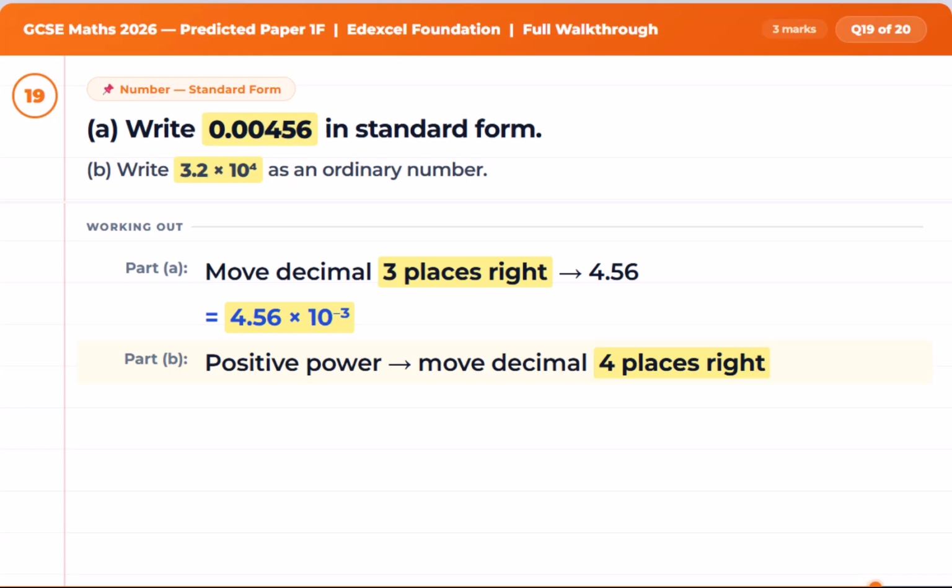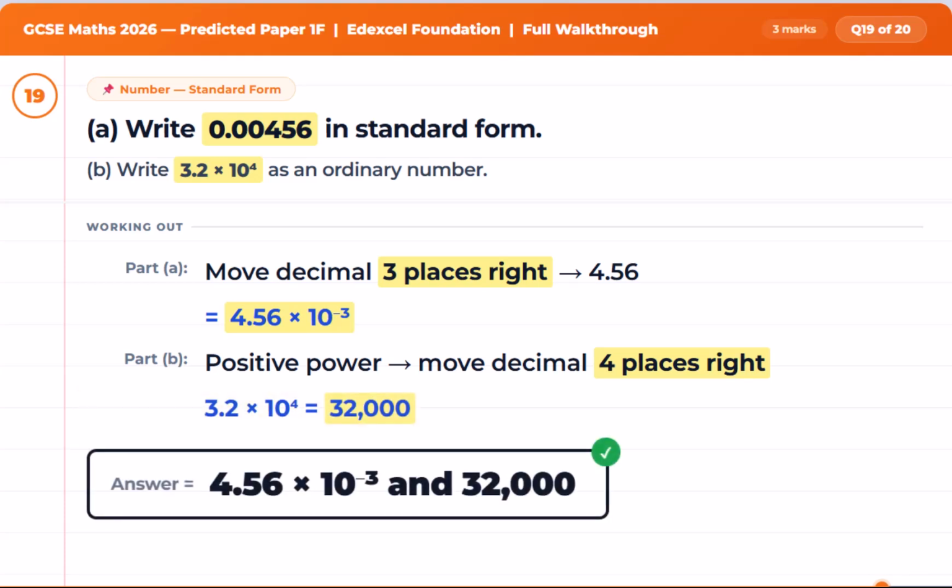A positive power of 10 means a large number. Move the decimal 4 places to the right. 3.2 becomes 32,000. Part A. 4.56 times 10 to the power negative 3. Part B. 32,000.